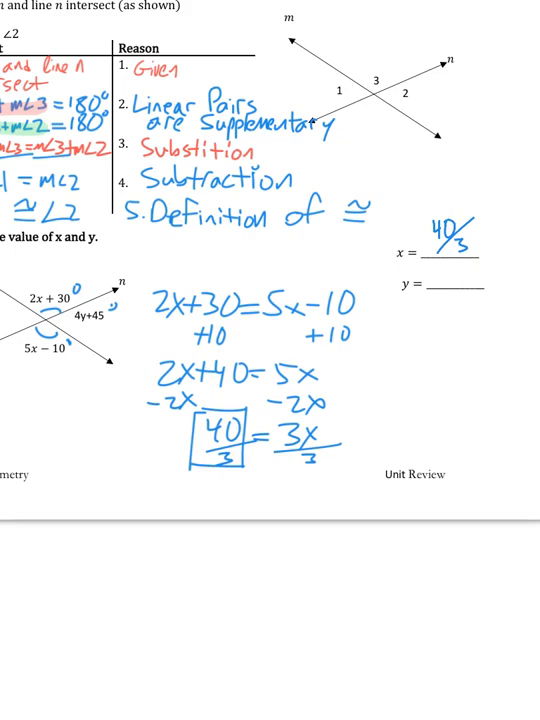Now, that would be no problem, especially if we could stop there, but we do have to find y. So, well, that's all right. It's good for us to get used to fractions. Let's put 40 thirds in here. We've got to find this other angle here, this 4y plus 45. Well, we know this angle and this angle add to 180, right? They are supplementary angles. So we've got to plug this 40 thirds in here.